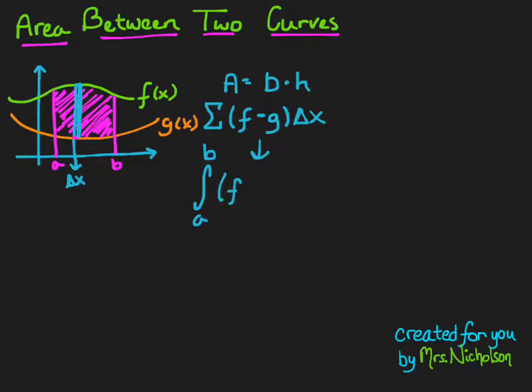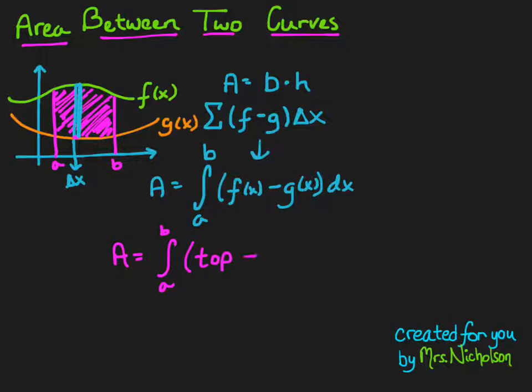The bases of the rectangles are going to be f of x minus g of x, and our height becomes infinitely small, and so we change it to a dx. And so this is where we get our formula for area. Now, one way that I think helps us remember how to apply it is that the area from a to b is really going to be equal to the top function minus the bottom function.